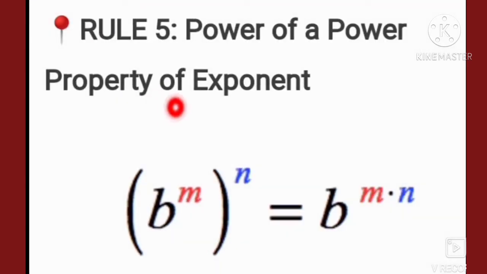Rule 5. Power of a power property of exponent. So that is base to the power m exponent and to the power of n. Power of a power property of exponent says, write the base and in the exponent multiply the exponents. Multiply the exponent and its power of exponent.